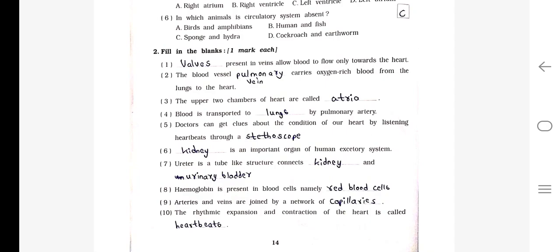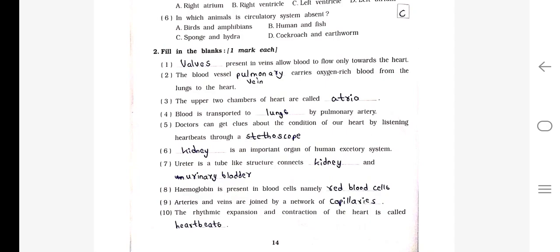pulmonary vein. Number 3. The upper two chambers of the heart are called dash. Atria. Number 4. Blood is transported to dash by pulmonary artery. Answer is lungs. Number 5. Doctors can get clues about the condition of our heart by listening to the heartbeat through a dash. Stethoscope. Number 6. Dash is an important organ of the human excretory system. Kidney. Number 7. Ureter is a tube-like structure connecting dash and dash, the kidney and the urinary bladder.